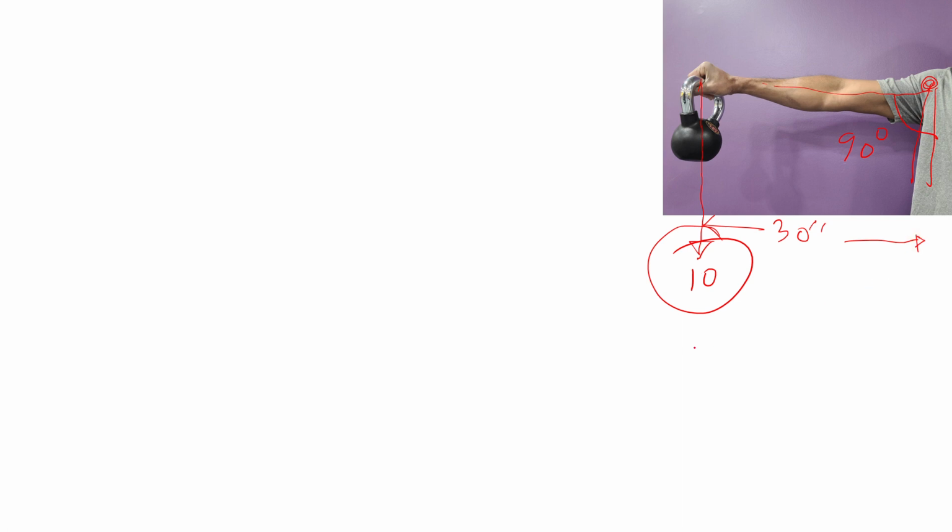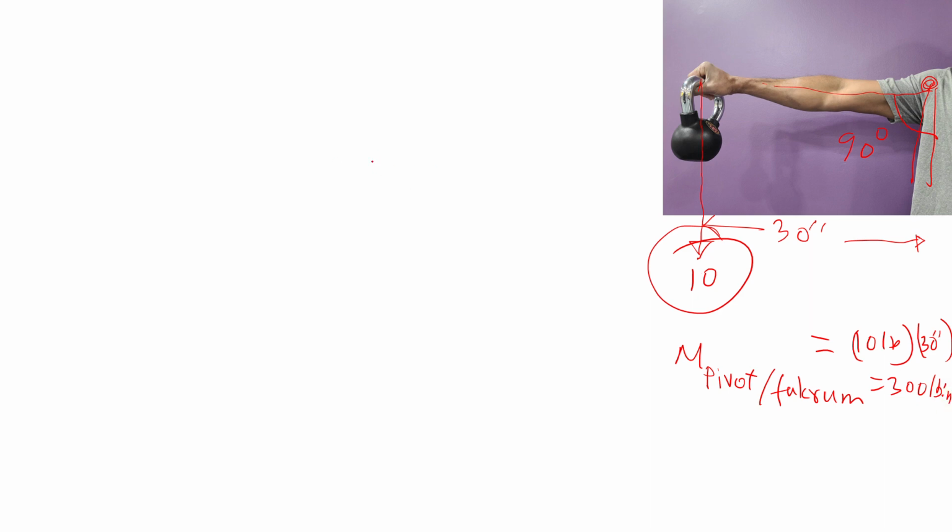or fulcrum. So with respect to that shoulder joint, or pivot, or fulcrum, whatever you want to call it, that's going to be 10 pounds force times the distance 30 inches. So that's 300 pound inches.